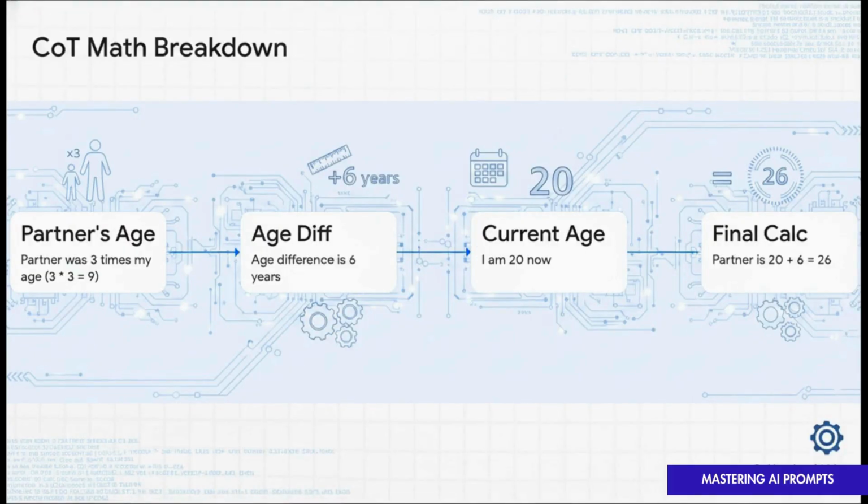Let's look at this super concrete math example from the white papers to show you what I mean. Picture this riddle. When I was 3 years old, my partner was 3 times my age. Now I am 20 years old. How old is my partner? If you just ask this zero shot, the model will often spit out a completely wrong number, like 63 or something, just blindly guessing the relationship. But with chain of thought, it breaks it down logically. It realizes the partner was 9, meaning the age difference is 6 years. It applies that 6-year difference to your current age of 20 and accurately concludes the partner is 26. Standard prompting fails at simple logic. Chain of thought completely nails it.